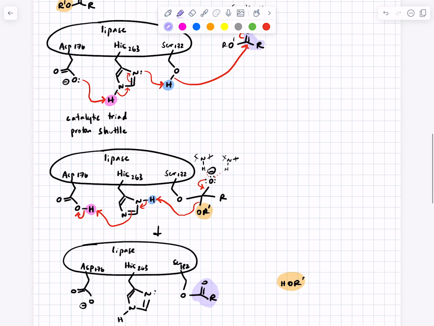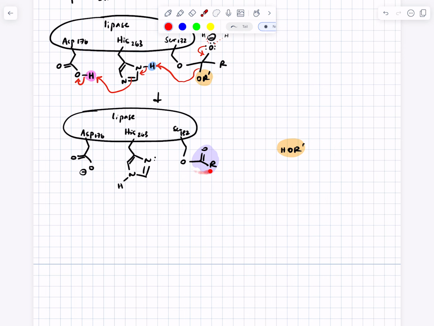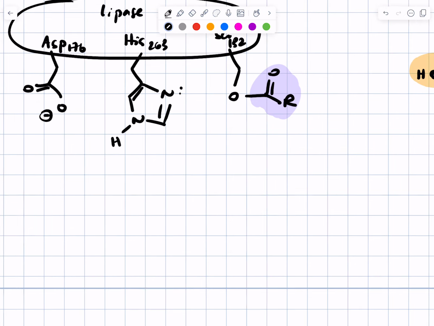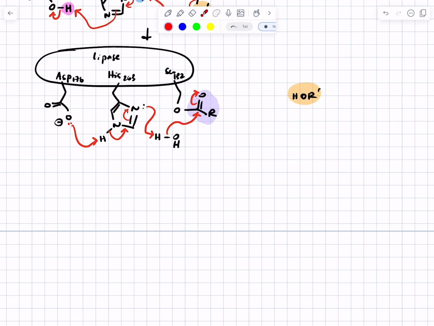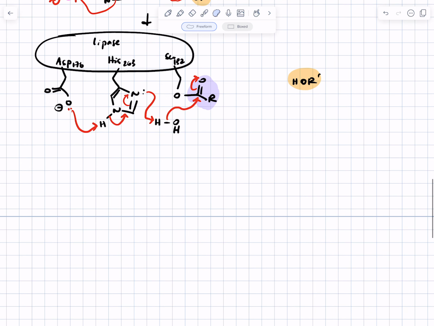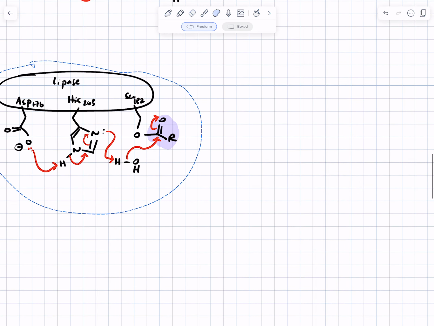So look at what we did in the beginning. We used aspartic acid to deprotonate histidine. We used histidine to deprotonate serine. We used serine to attack. Now we've got the fatty acid on serine, but we're going to now use aspartic acid and histidine to deprotonate water so water can attack that ester. So again, lone pairs on the aspartic acid deprotonate histidine. Histidine deprotonates water, and water attacks. Again, I'm not going to draw the residues that are hydrogen bonding with the negatively charged oxygen. We'll just continue on.